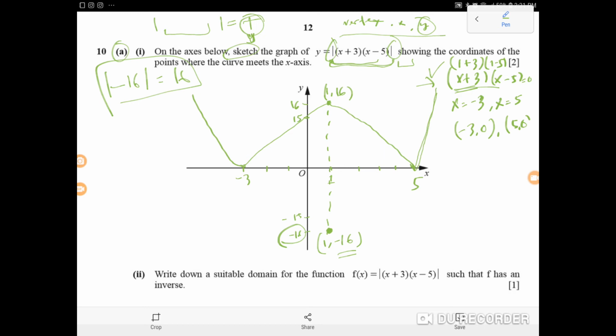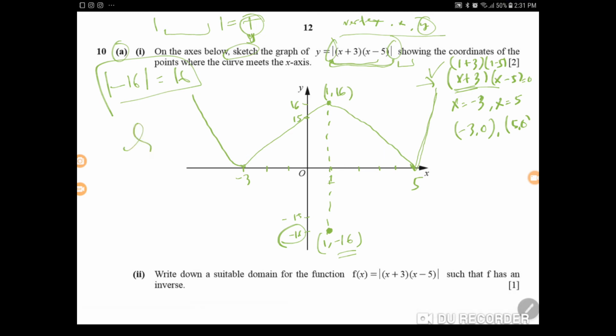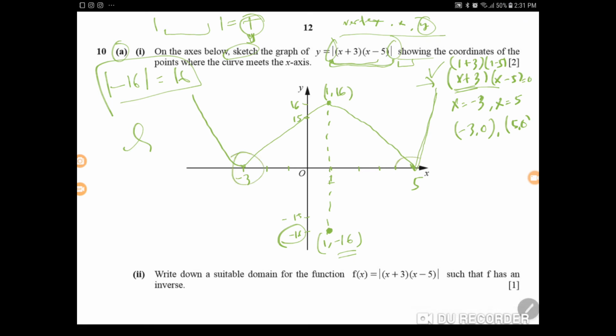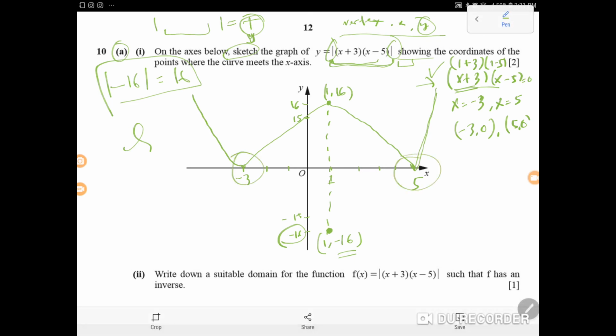Now, so this is it. You've got the right answer. However, let's look at the tail of the question, which says showing the coordinates of the points where the curve meets the x-axis. So it means they ask us to show where the curve meets the x-axis. In this case, there are two points where the curve meets the x-axis, which are at negative 3, 0 and also 5, 0.